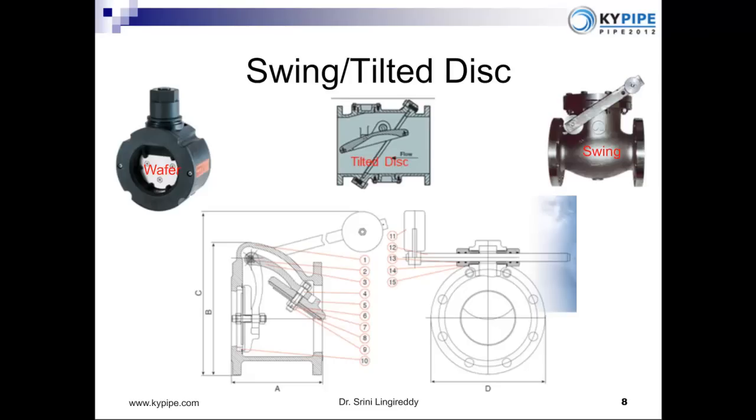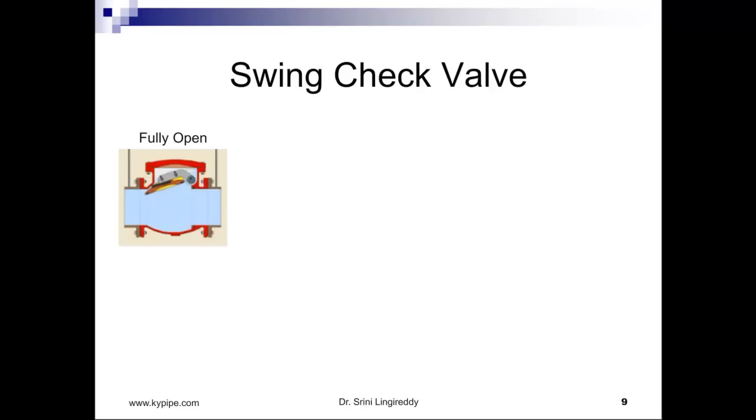So we have swing type, tilted disc, wafer type. For all of these, the general principle is there is a disc that gets lifted up during the steady state conditions, and then it falls down to close the opening here, and thereby prevents the reverse flow.